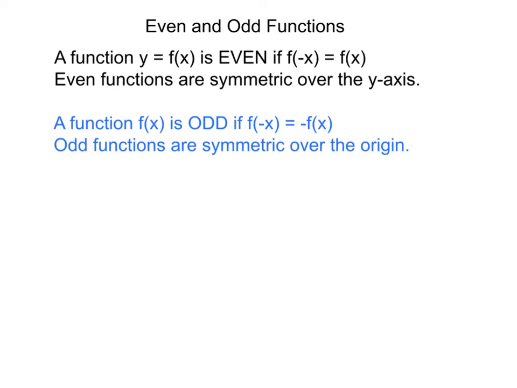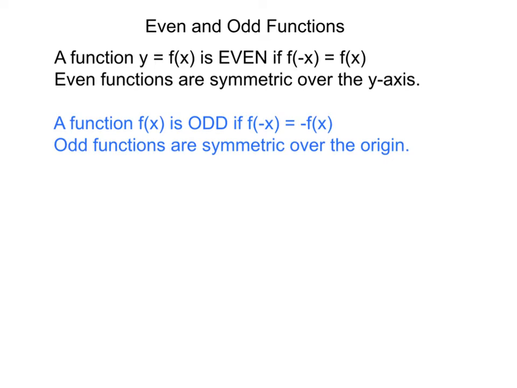So we're going to talk about even and odd functions. A function y equals f of x is considered to be an even function if, when you take the function value of the opposite of x, you get the exact same output as when you take the function value of x. Even functions are symmetric over the y-axis.